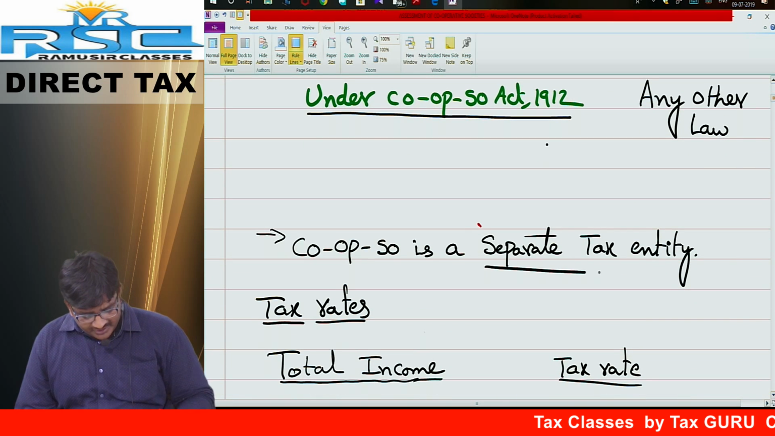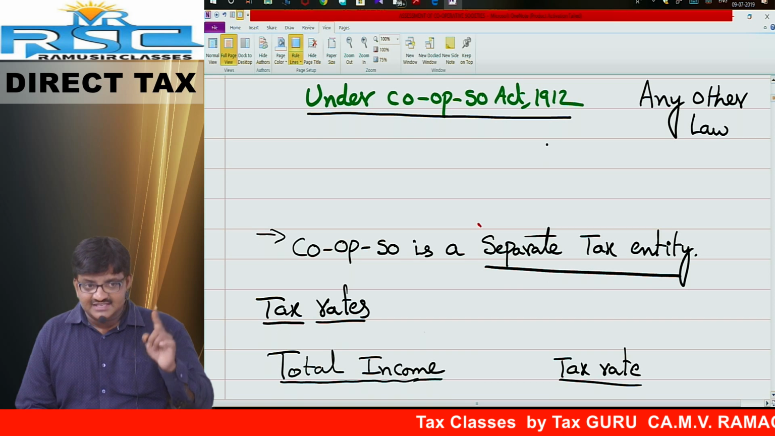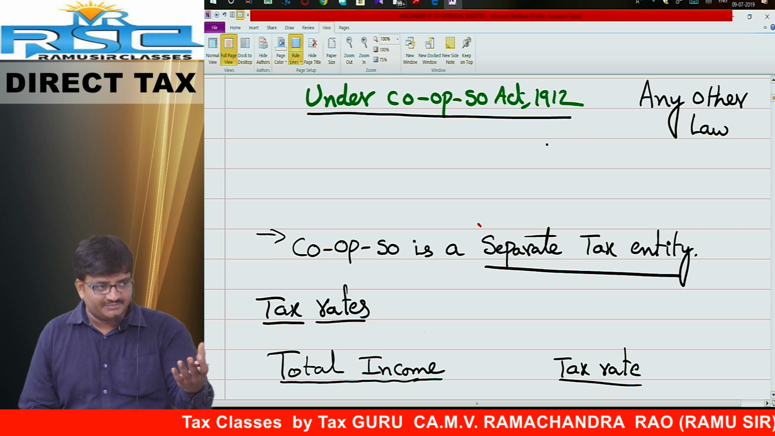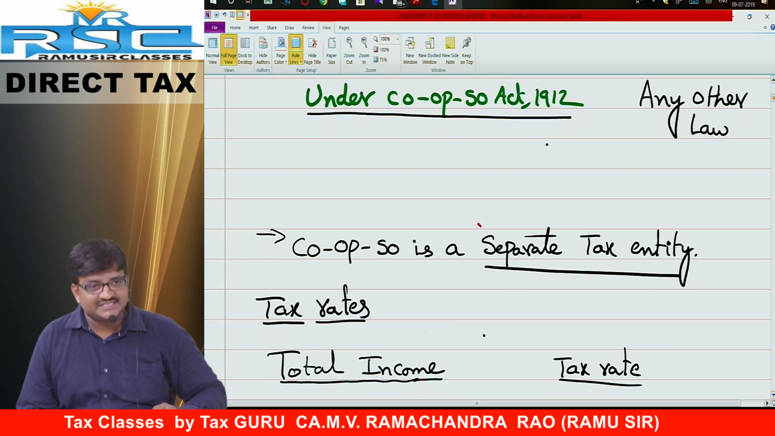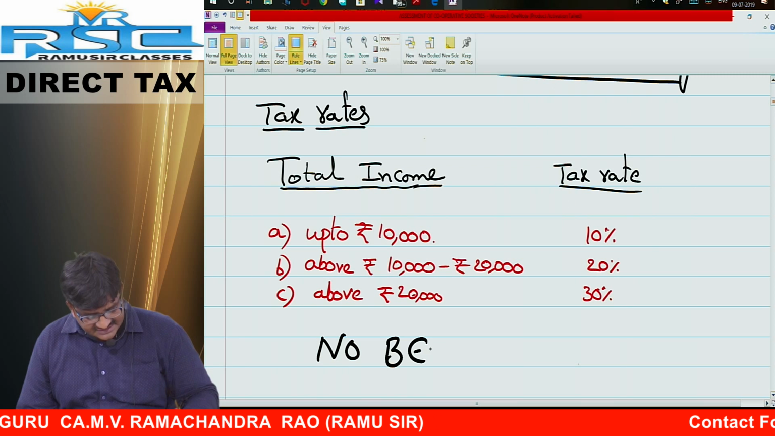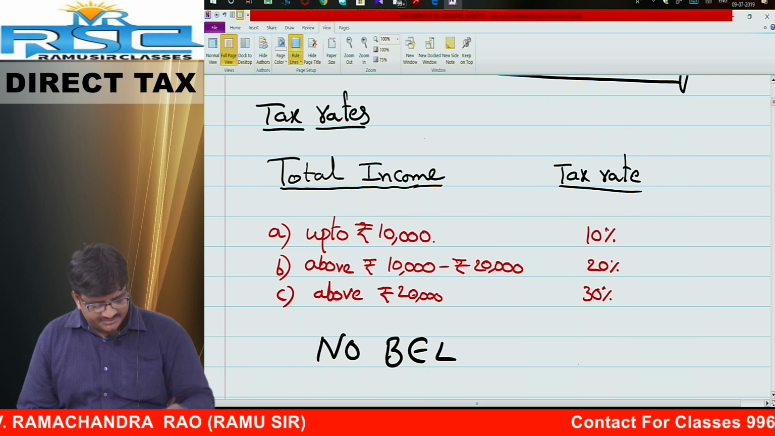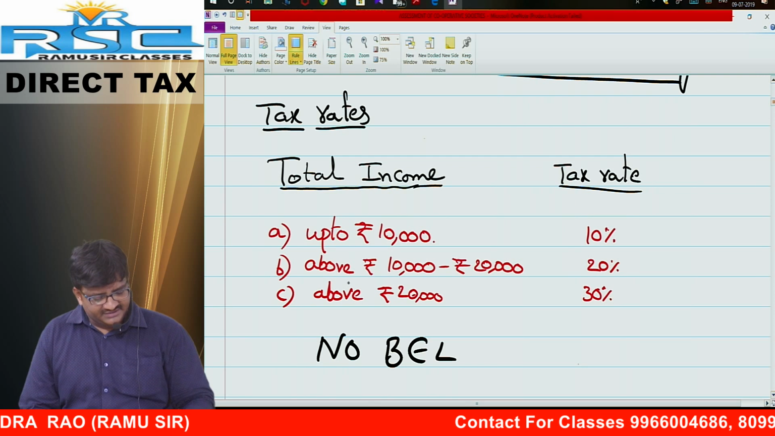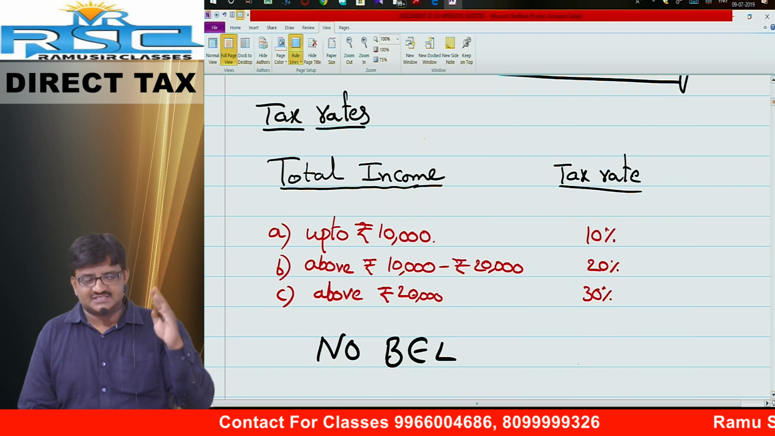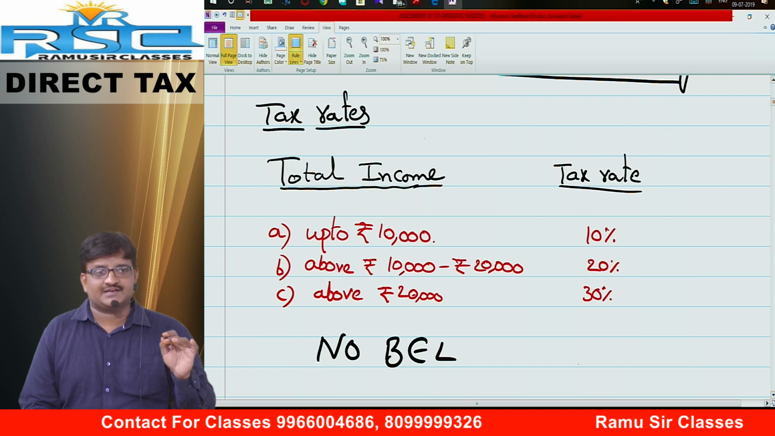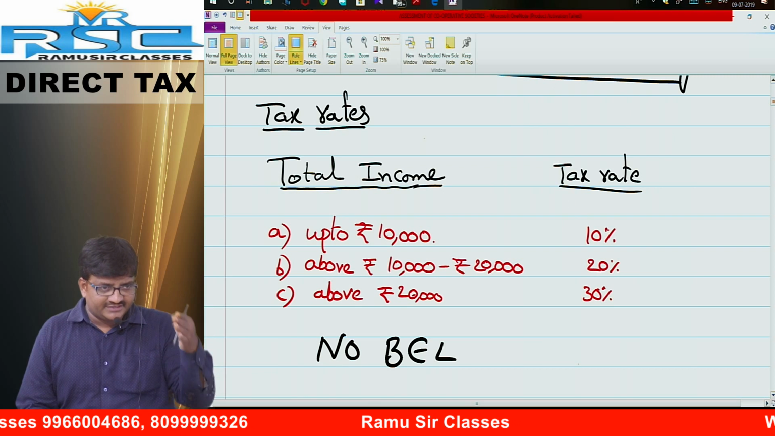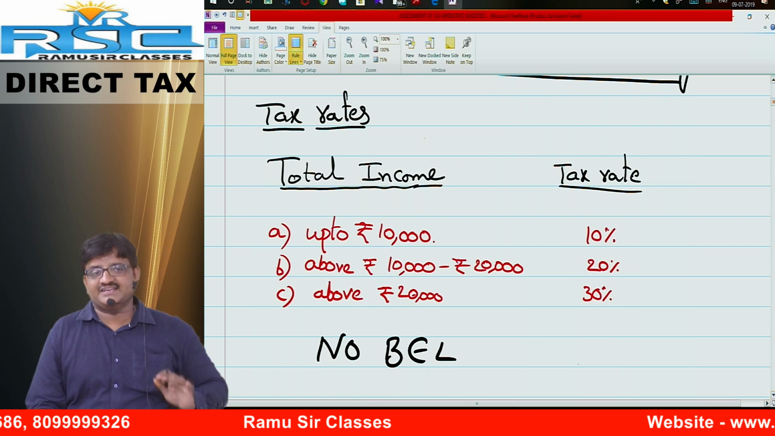Next, a cooperative society is a separate tax entity. So cooperative societies are liable to pay the tax, not individuals, not other members. The tax rates are as follows, friends. There is no basic exemption limit. Up to 10,000 rupees, 10%. 10,000 to 20,000 rupees, 20%. Above 20,000 rupees, the tax rate is 30%. These rates of 10, 20, 30 are applicable for total income up to 10,000, 10,000 to 20,000, and above 20,000.